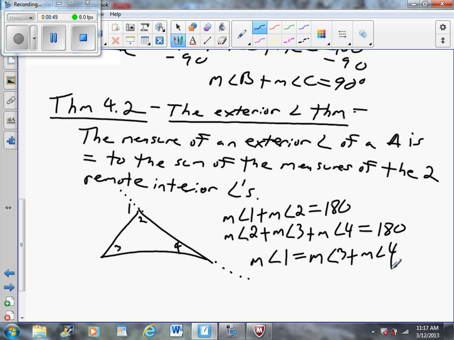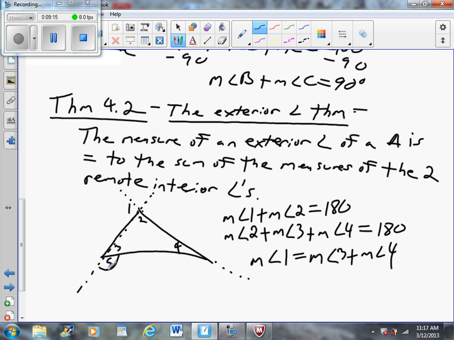If I think about this side of the triangle as being contained within this line, then I consider this angle right here. Let's call that angle 5. Angle 5 is my exterior angle to this triangle. What are the two remote interiors with respect to angle 5? Angles 2 and 4. So 2 and 4 are remote to 5.